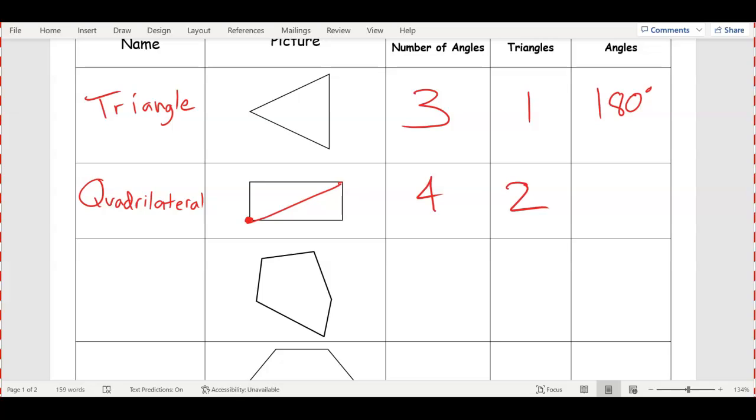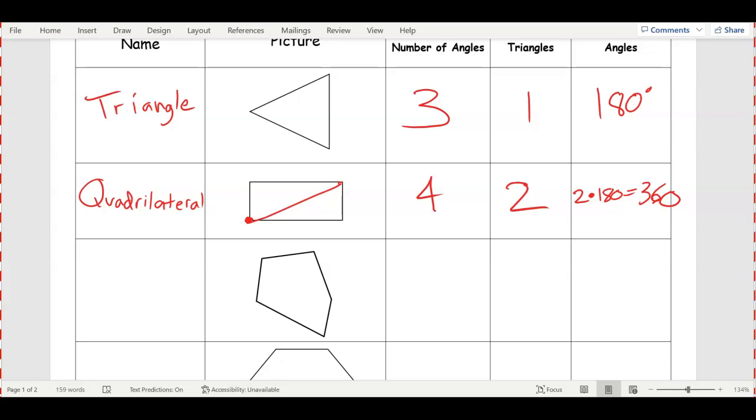Now, if I know one triangle is 180, what do you think 2 triangles are? How many degrees is that going to be? So go and write that down. So 2 times 180 equals 360.